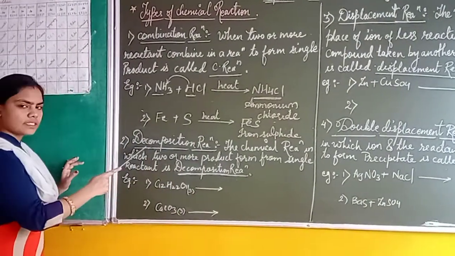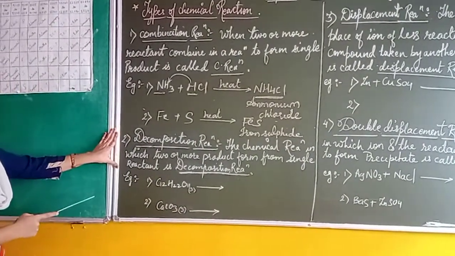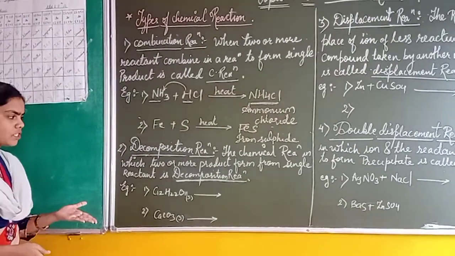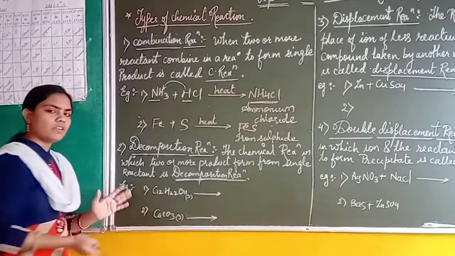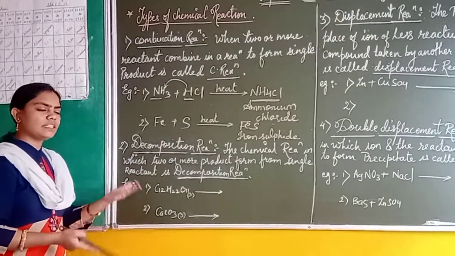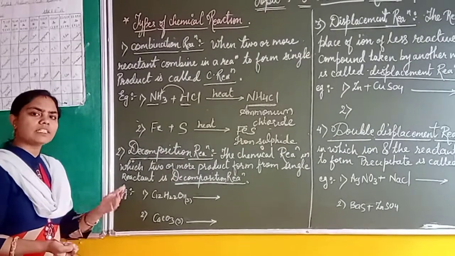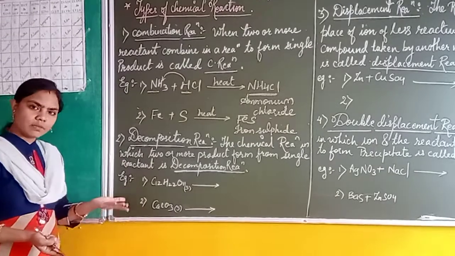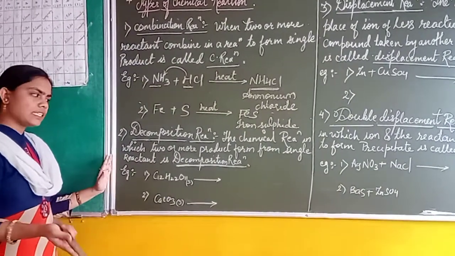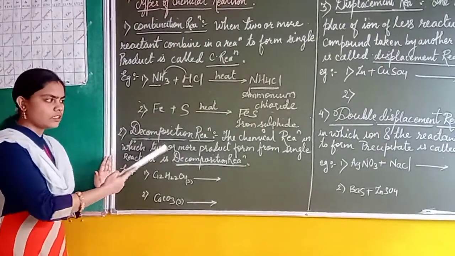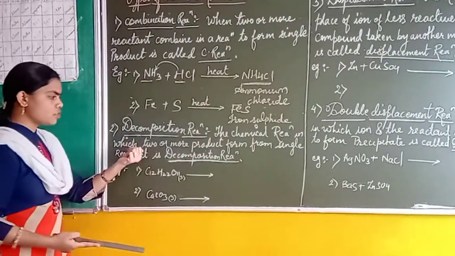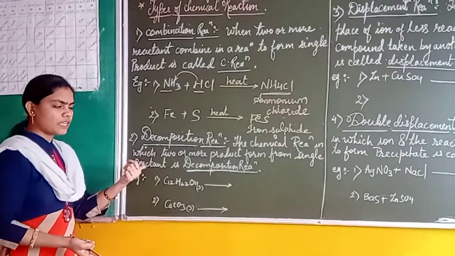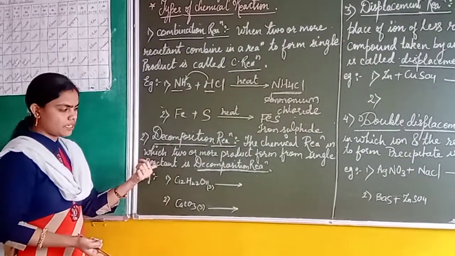Okay, so the next type we are going to see is decomposition reaction. Now what is the meaning of exactly decomposition? Decomposition is nothing but whenever any reactant is getting decomposed, means it is getting destroyed we can say, or black color ash is formed. So let's see the definition of decomposition reaction. The chemical reaction in which two or more products are formed from a single reactant is nothing but decomposition reaction.